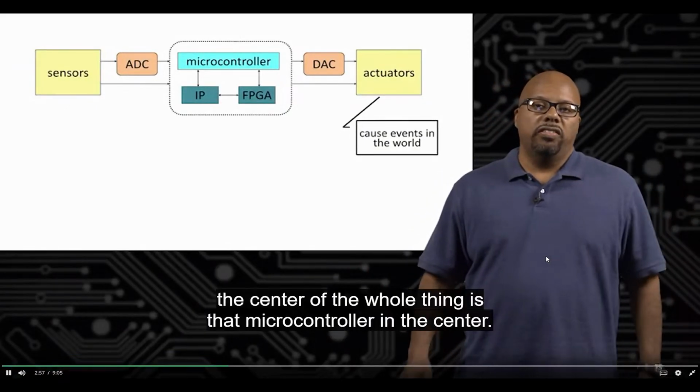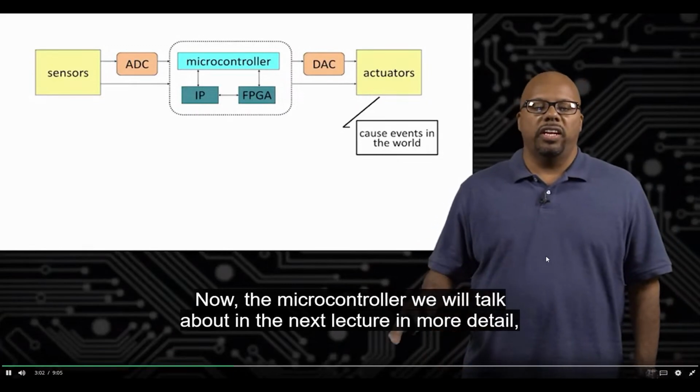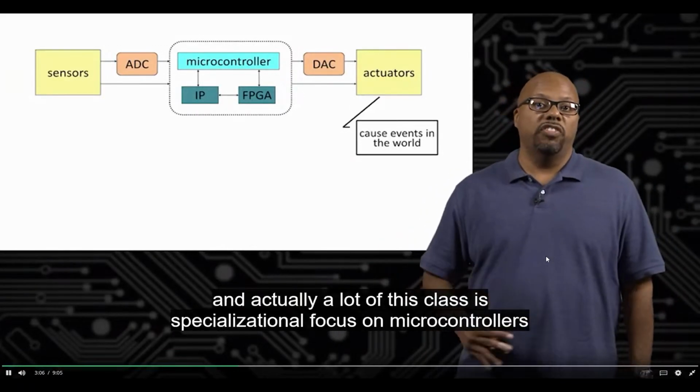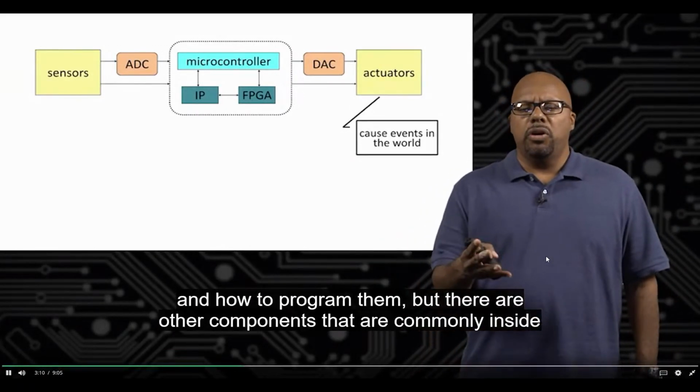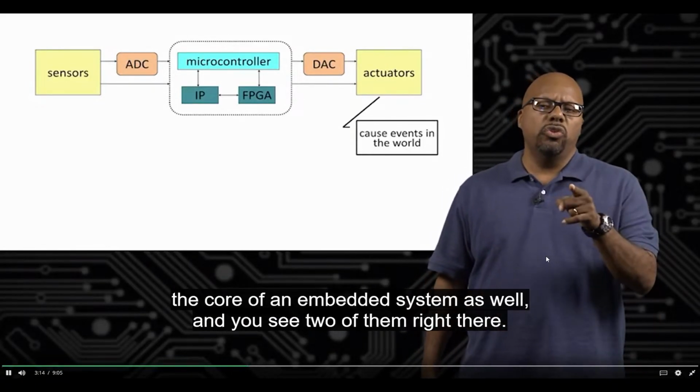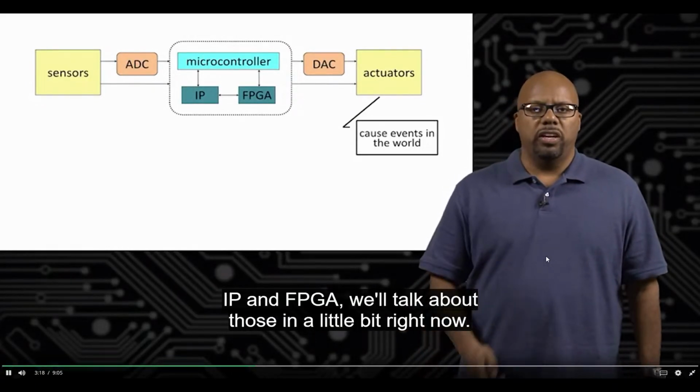Now, in the middle of the system, the center of the whole thing, is a microcontroller. We will talk about the microcontroller in the next lecture in more detail. A lot of this class, the specialization, will focus on microcontrollers and how to program them. But there are other components that are commonly inside the core of an embedded system as well. You see two of them right there, IP and FPGA. We'll talk about those in a little bit right now.